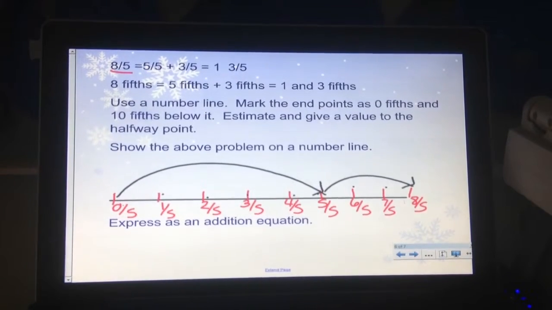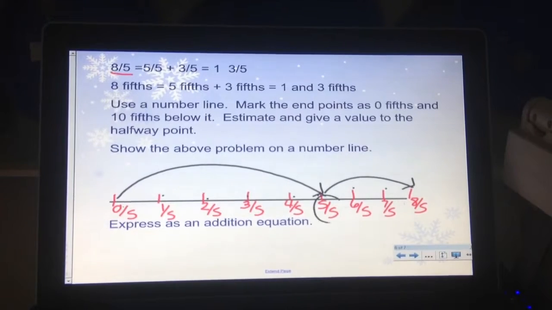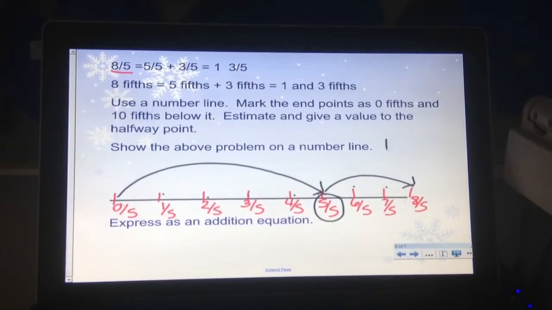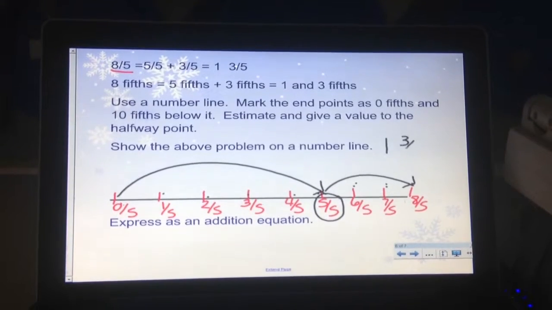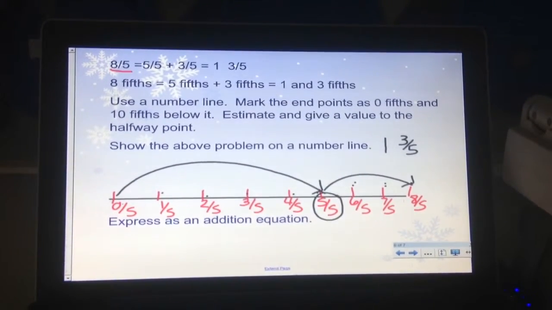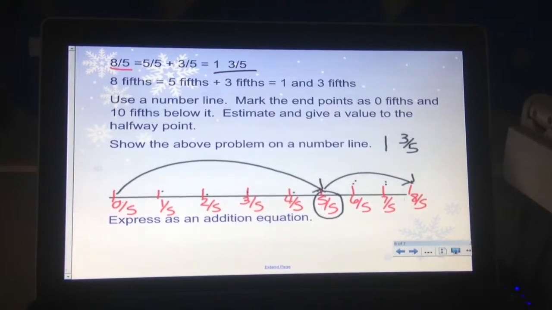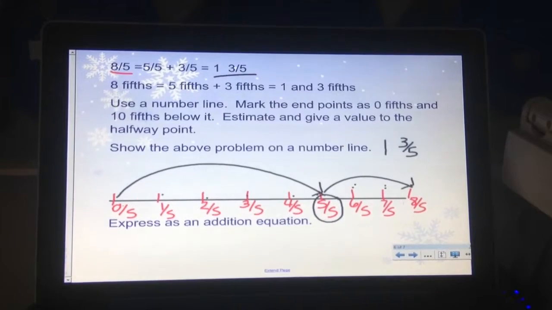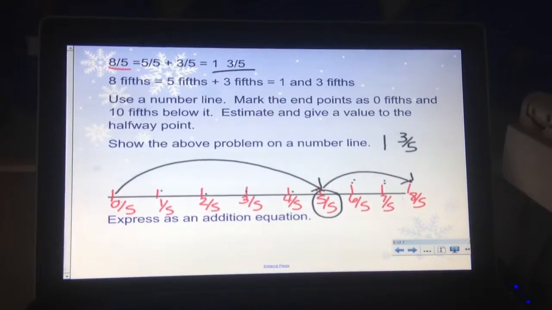So if you look at that, here's my 5/5. That's one whole, right? And then I'm 1, 2, 3, 3/5 past that, which is how we can see that that's equal to 1 and 3/5, because I'm actually 3/5 past the one whole mark on the number line.